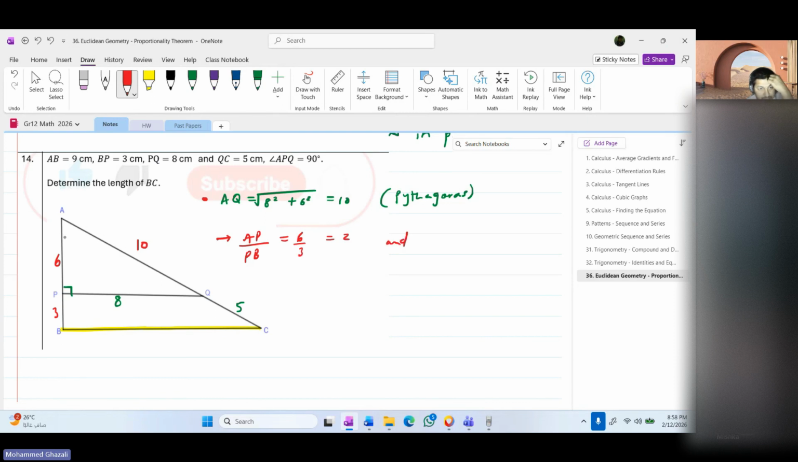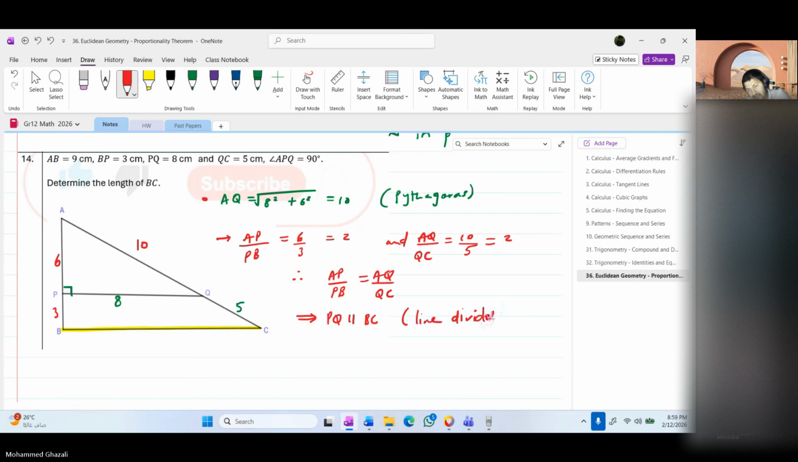And AQ over QC is 10 over 5, which is also 2 over 1, right? Therefore, AP over PB is now equal to AQ over QC. This implies PQ is parallel to BC. Why is it parallel? Because a line divides the sides of a triangle in proportion.